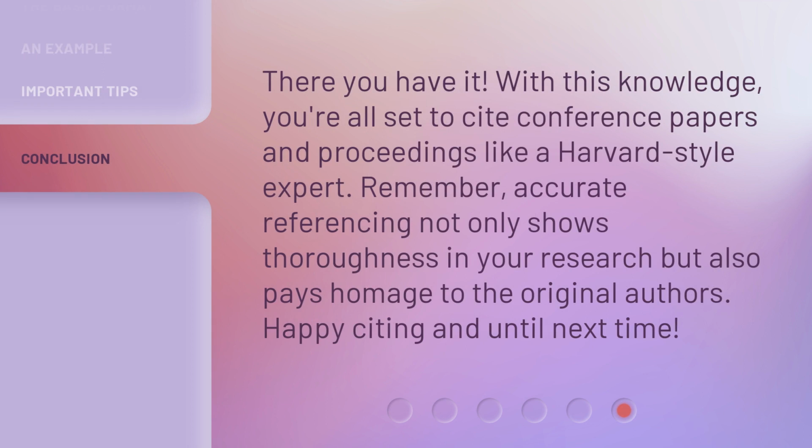There you have it. With this knowledge, you're all set to cite conference papers and proceedings like a Harvard-style expert. Remember, accurate referencing not only shows thoroughness in your research but also pays homage to the original authors. Happy citing, and until next time.